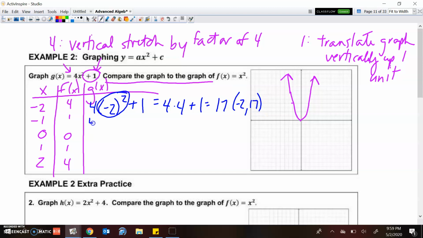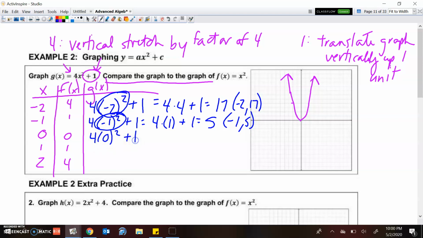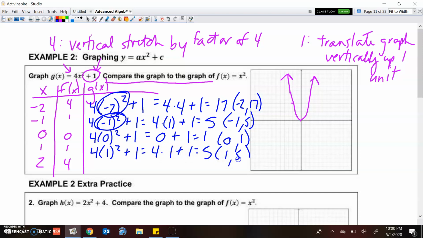All right, next one is going to be 4 times -1 squared plus 1. So 4 times 1, because -1 squared is 1, plus 1 gives me 4 plus 1, which is 5. So -1, 5. Next I have 4 times 0 squared plus 1. 0 cancels everything out, so it's just plus 1, so it's 1. So it's 0, 1. Moving on, 4 times 1 squared plus 1. That's really 4 times 1 plus 1, which is 5. So we're starting to see that repeat, which is what we wanted.